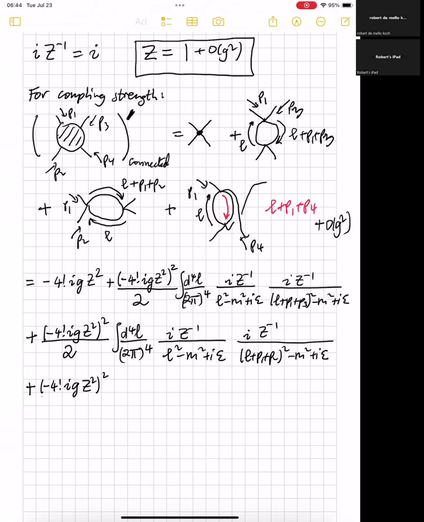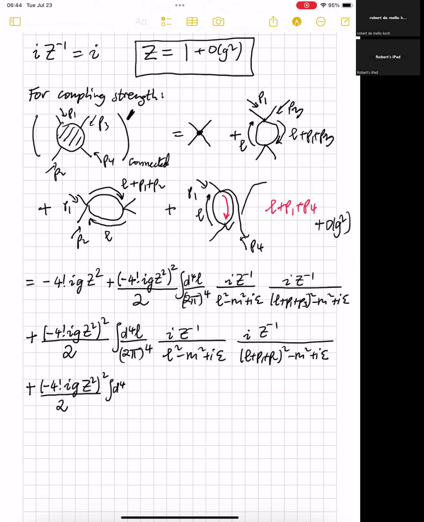Then what's the combinatoric factor? Well, there's no closed lines. There's no equivalent diagrams. There's no equivalent vertices, but there are two equivalent lines. And again, the two lines in the loop are equivalent because they both start on the top vertex and end on the bottom vertex. So we need a factor of 2 for equivalent lines.